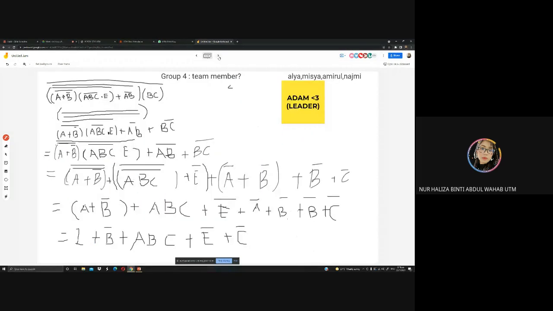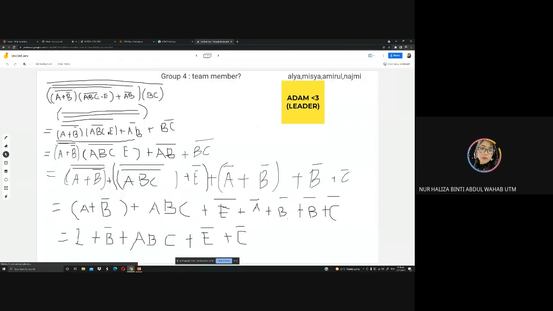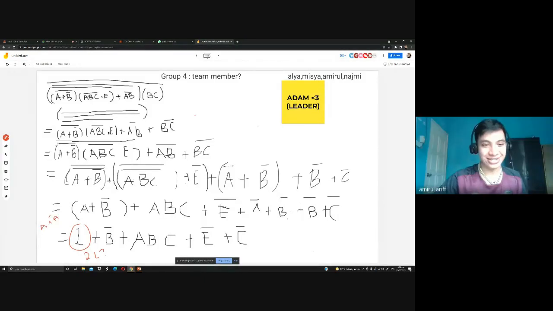And for group number 4, you can see also, what is this? Why unsynchronized? Okay, what is this? I don't know whether this is... Simplify A plus A bar. Yes, doctor. Okay.